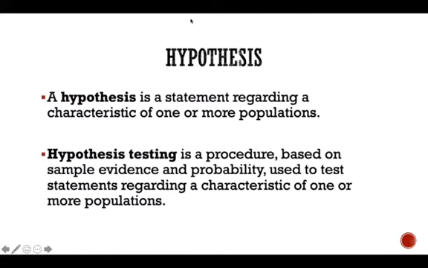With hypothesis testing, this is a procedure based on sample evidence and probability used to test statements regarding a characteristic of one or more populations. We're using sample data, so we're not able to determine the exact population proportion or the exact population mean. We're using, again, sample data.